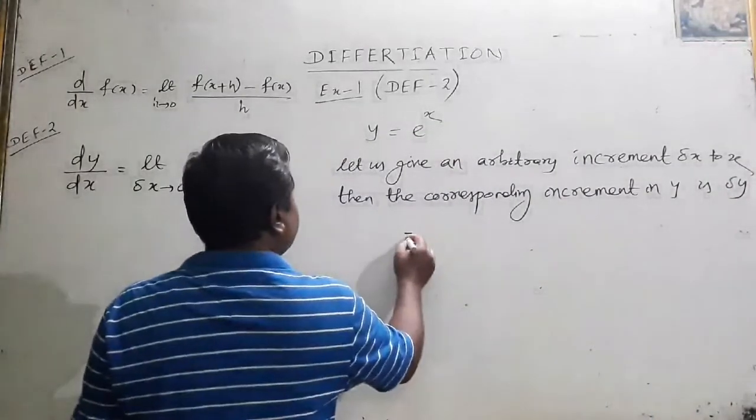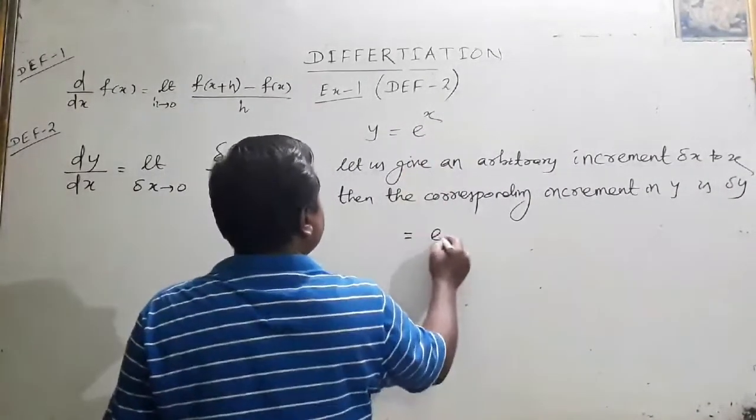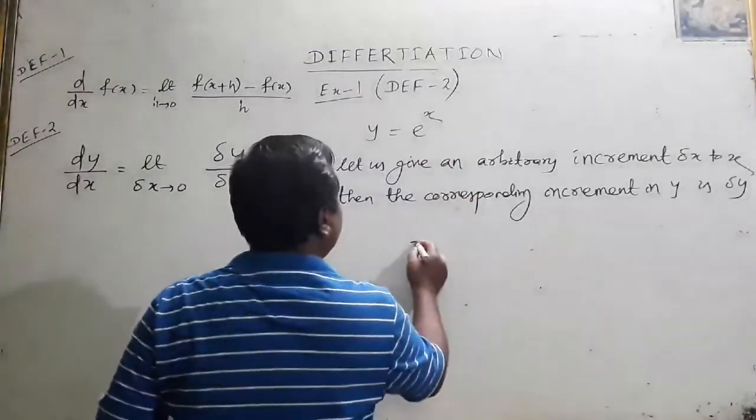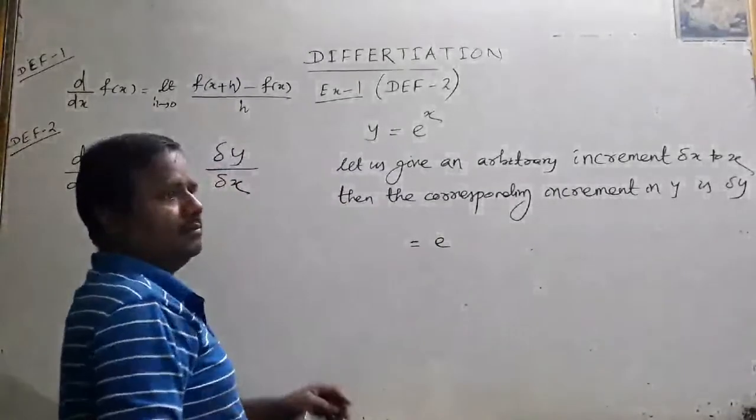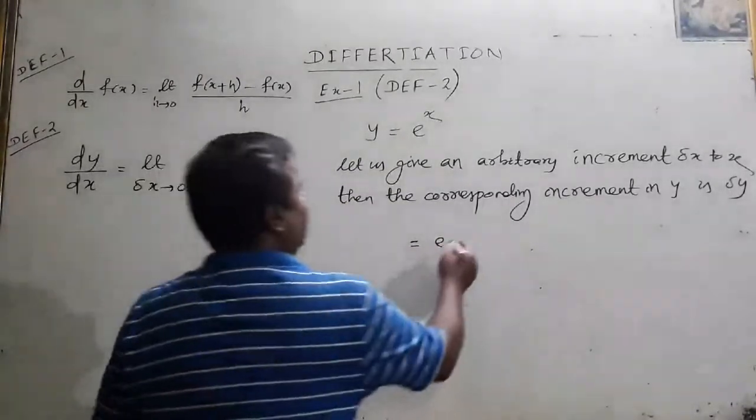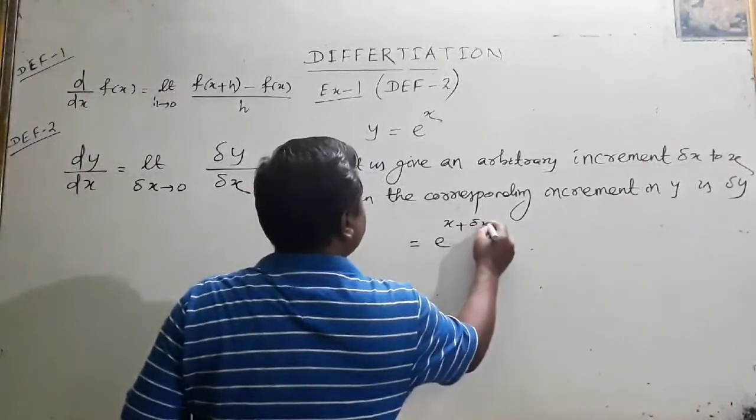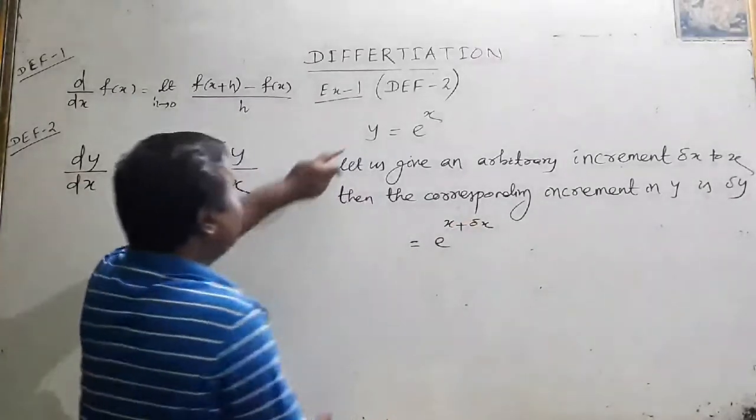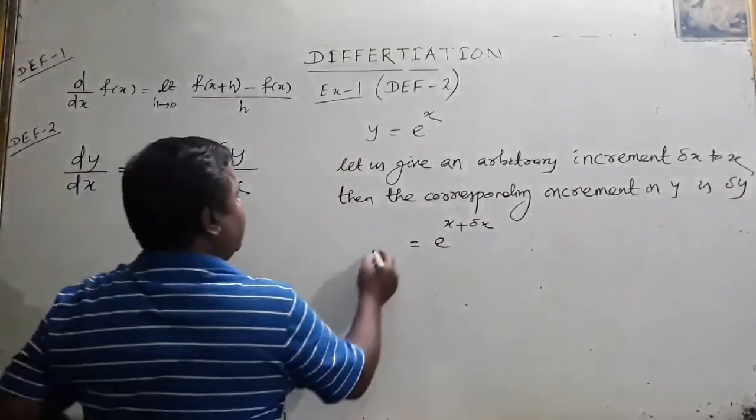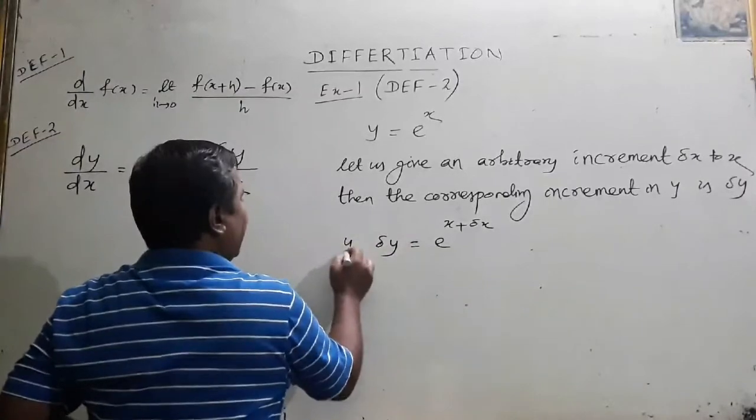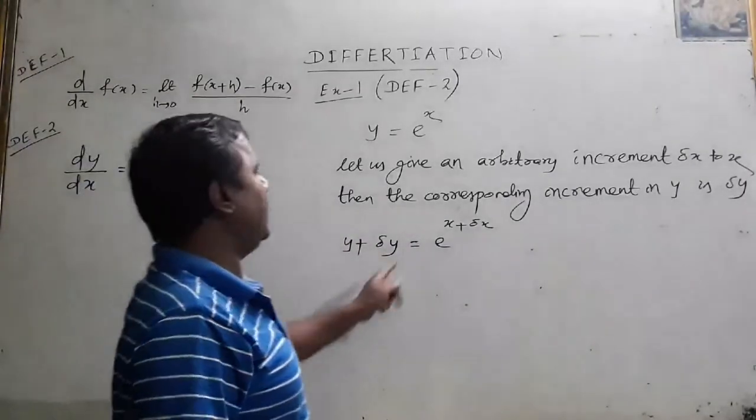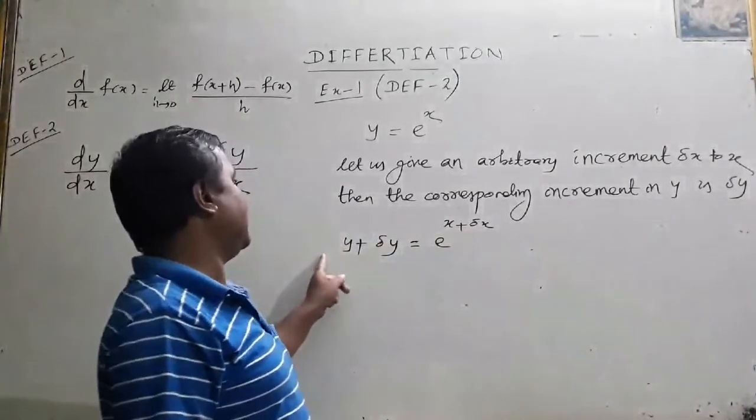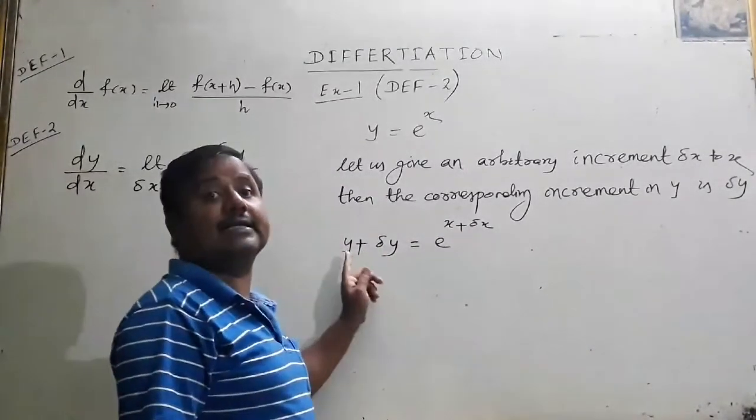If I give a small little increment, delta x, to x, then there will be an increment delta y in y. Don't think that if I give increment delta x, the increment in y is delta x. It is delta y.